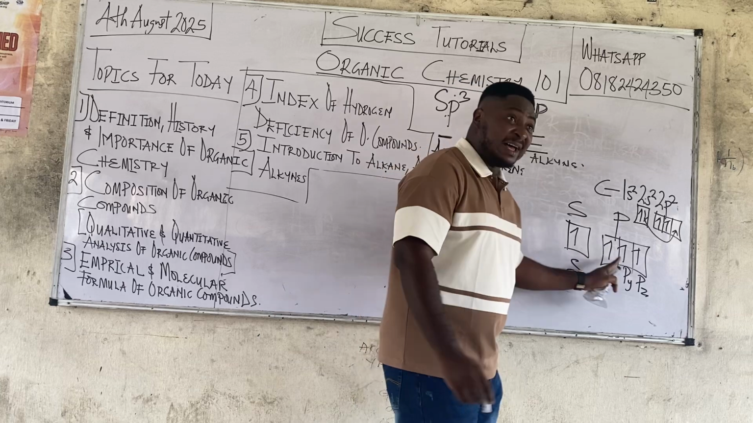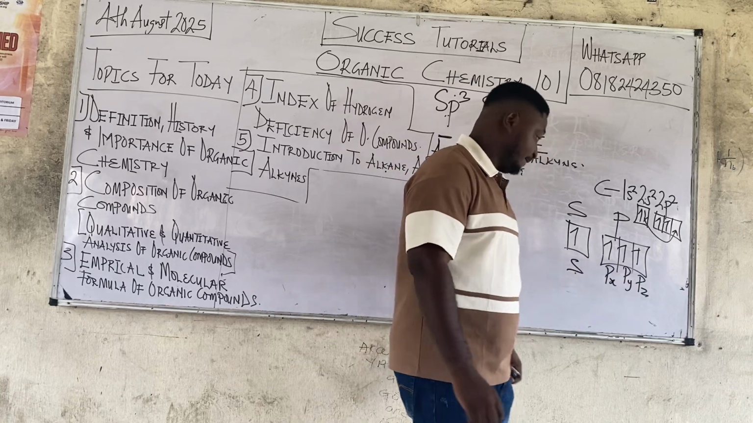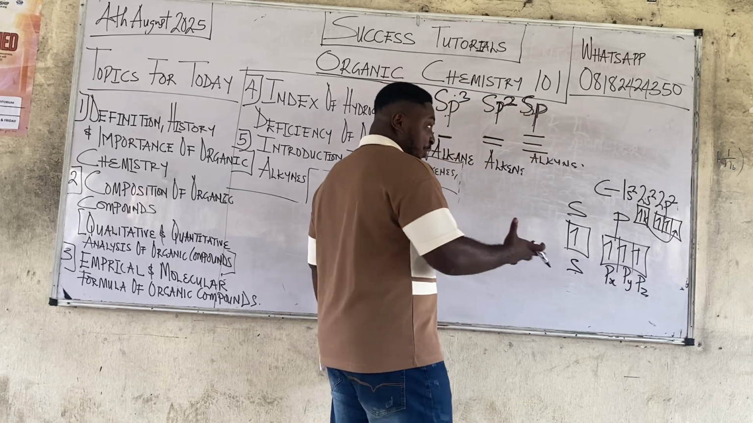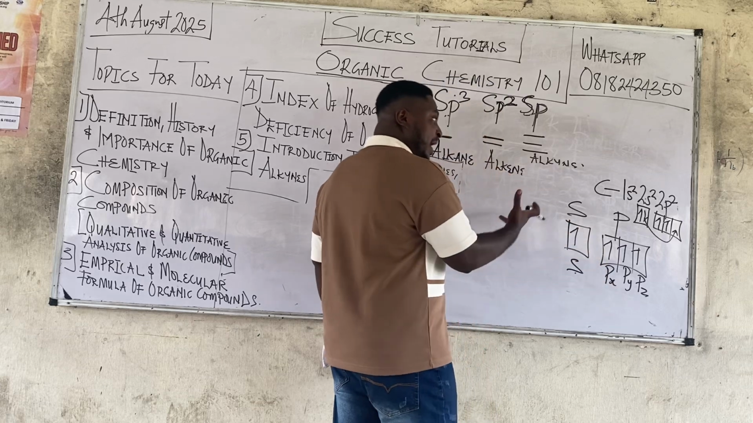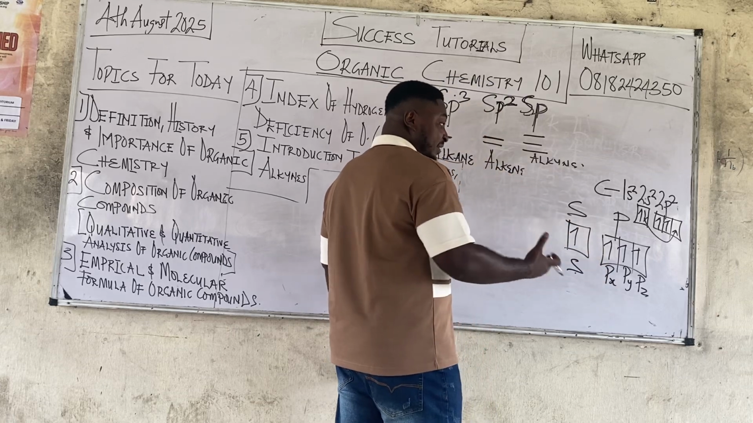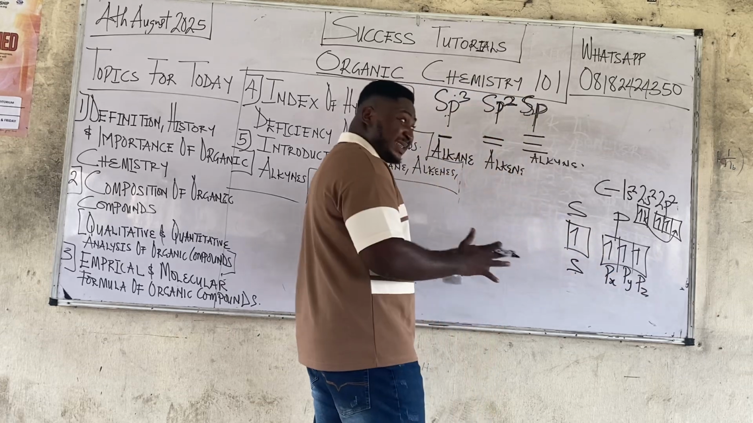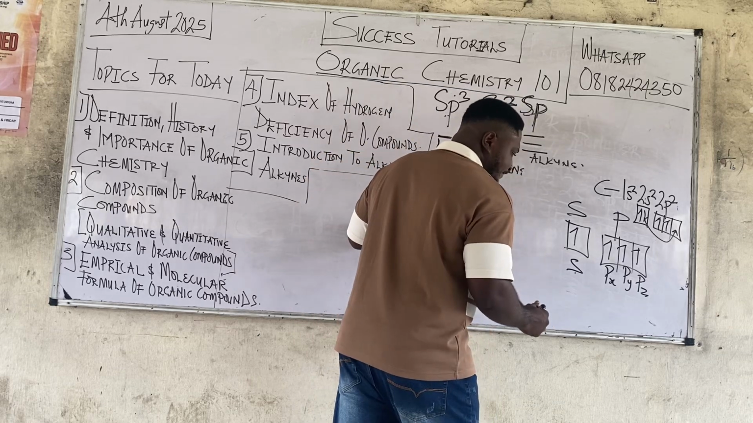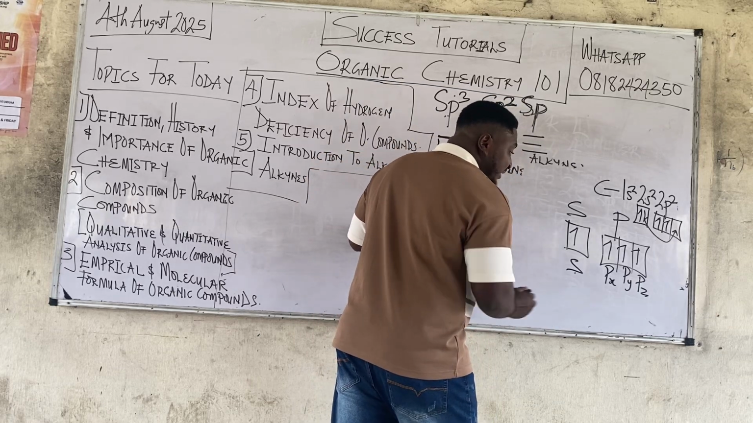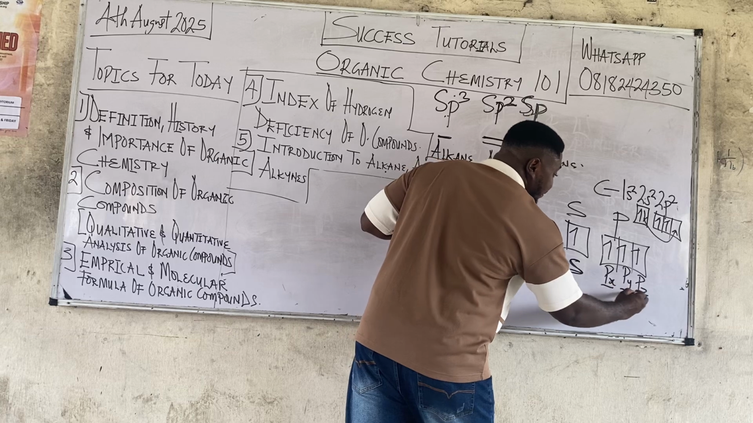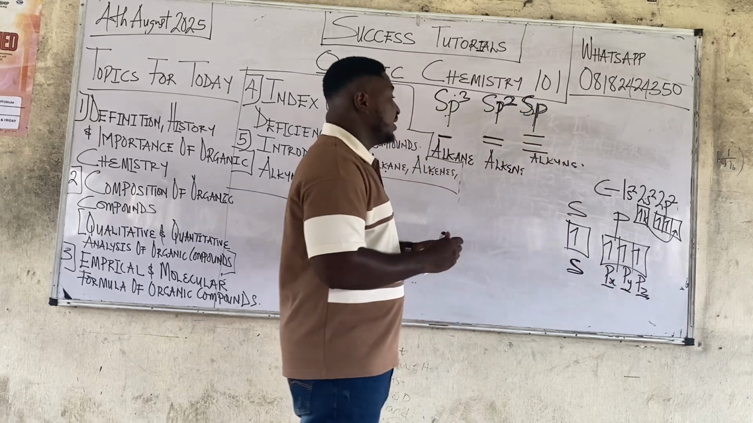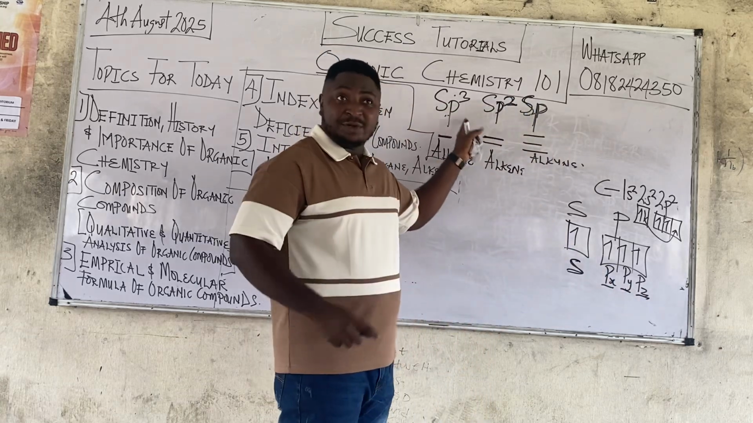Each of these p blocks has a name: px, py, and pz. Like I said, if you have an issue with orbitals, there are some videos on my channel that help explain orbitals very well. Now, class, when this s orbital interacts with all the p blocks, px, py, and pz, it will lead to the formation of sp3 hybrid orbitals.